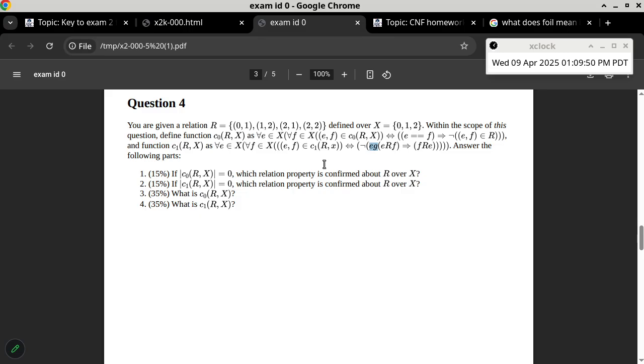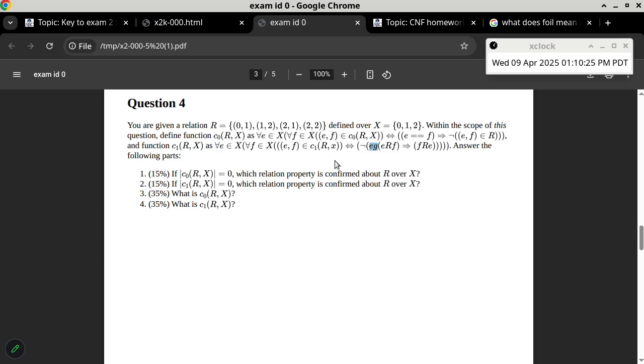Comparable means every element relates to every element in some way. So that means if you choose 0 and 1, for instance, either 1 R 0 or 0 R 1. So they have to relate to each other. The direction is not important. So one thing that comparable implies is reflexive. Everything that is comparable has to be reflexive. This one is not even reflexive. So we know for sure it is not comparable because it is not even reflexive.